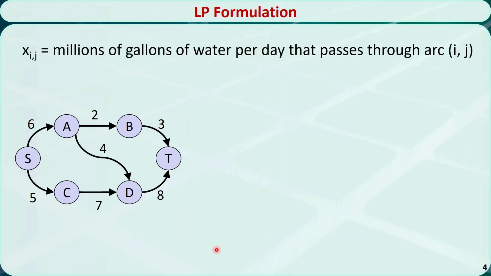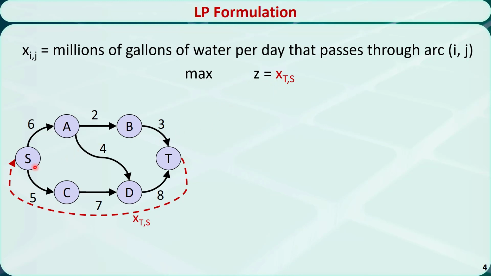We can define the following decision variables. Xij is the number of million gallons of water per day that passes through arc ij. In order to maintain the balance of the flow in the network, we assume that water is finally pumped from the terminal node back to the source node. Because it is not real, we call this arc an artificial arc. It is denoted by XTS. We want to maximize the amount of water flowing through this arc, so this is the objective function.